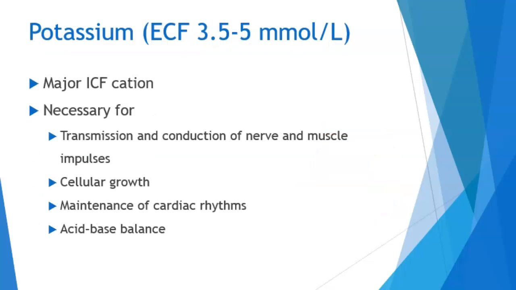The next electrolyte I want to talk about is potassium. So again, we're measuring the potassium in our extracellular fluid, and our normal range would be 3.5 to 5 millimoles per liter. And it is necessary for transmission and conduction of your nerve and muscle impulses, for cellular growth, and for maintenance of our cardiac rhythms, as well as acid-base balance. So think of potassium as being your cardiac electrolyte.